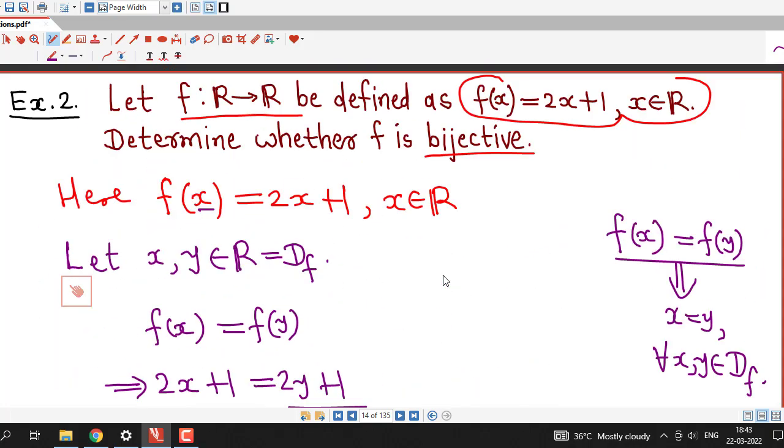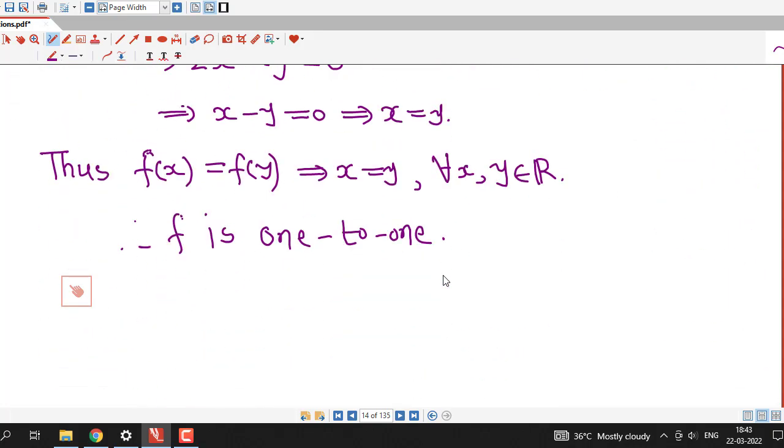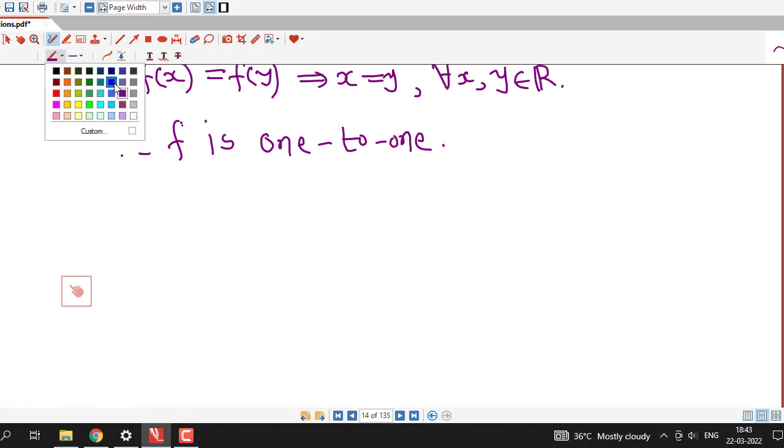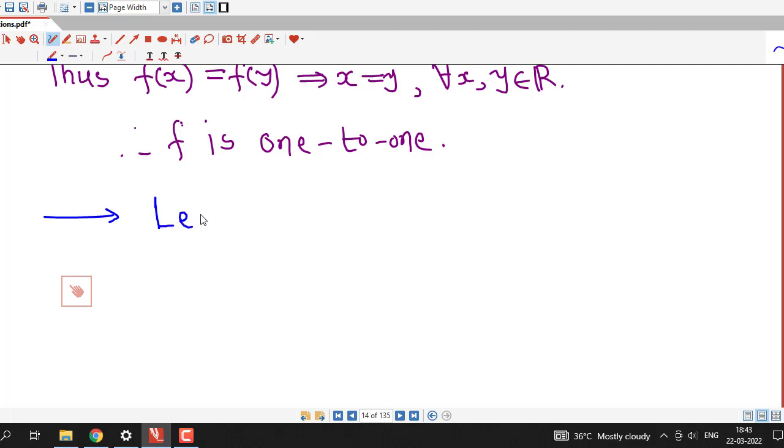Now we check whether this function is onto or not. For that, we use the definition of onto. We take an arbitrary element in the codomain. Let y belong to R, which is the codomain of the function. Domain and codomain are the same. Let y belong to R be any element of the codomain.